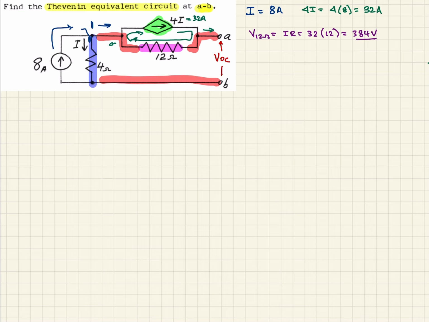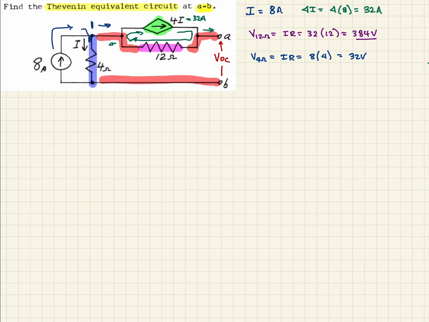Likewise, we can go back to the blue, so the voltage across the 4 ohm resistor, again, using the same thing, just Ohm's law. We know that the current we said was 8 amps, and the resistance it says on the circuit is 4 ohms. So that comes to 32 volts.